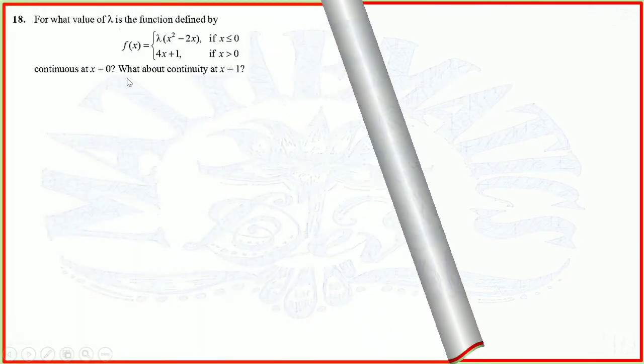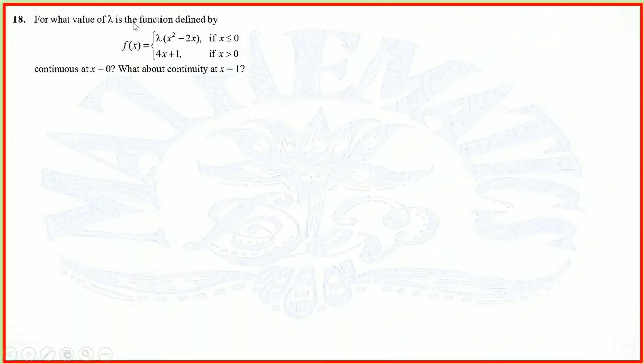Next is number 18. For what value of lambda is the function defined by f of x equal to lambda into x square minus 2x if x is less than or equal to 0, and 4x plus 1 if x is greater than 0, continuous at x equal to 0? Then what about continuity at x equal to 1?